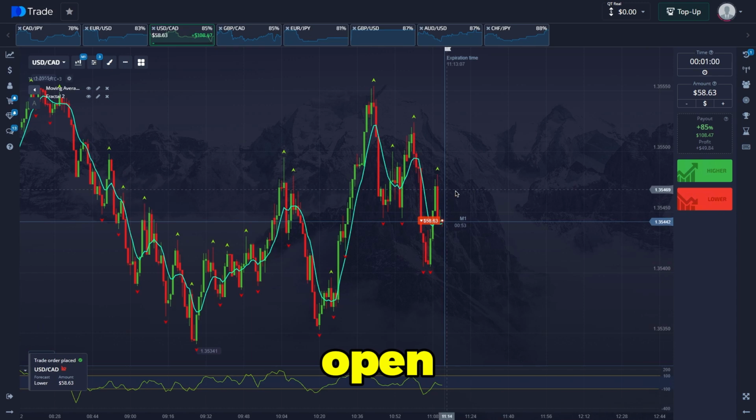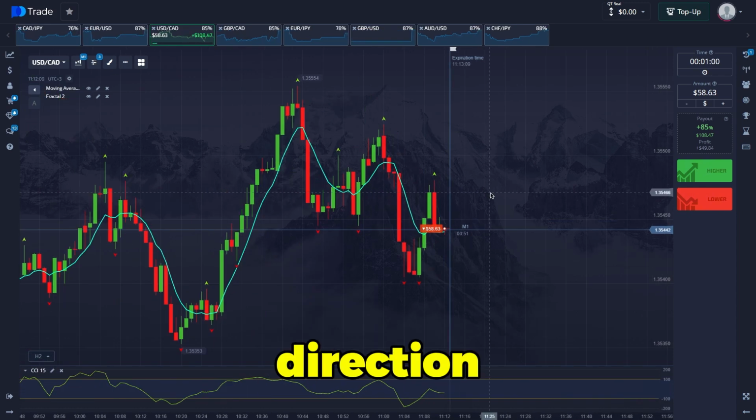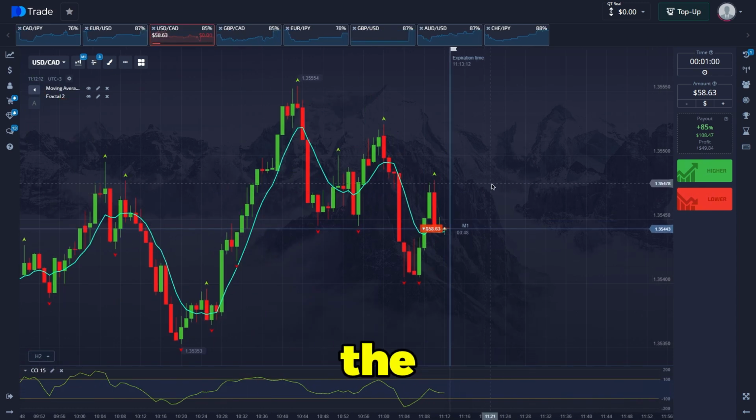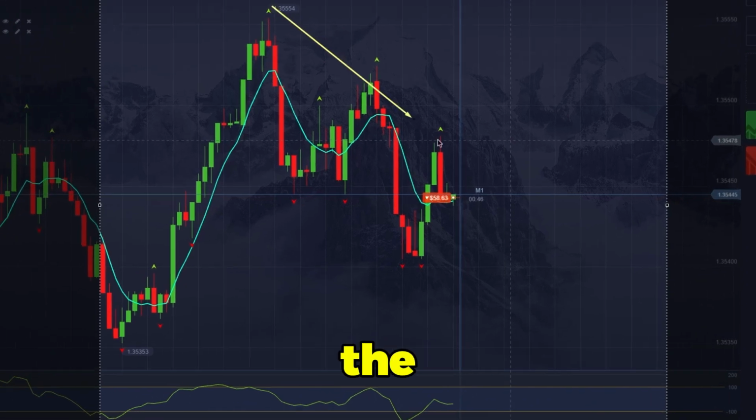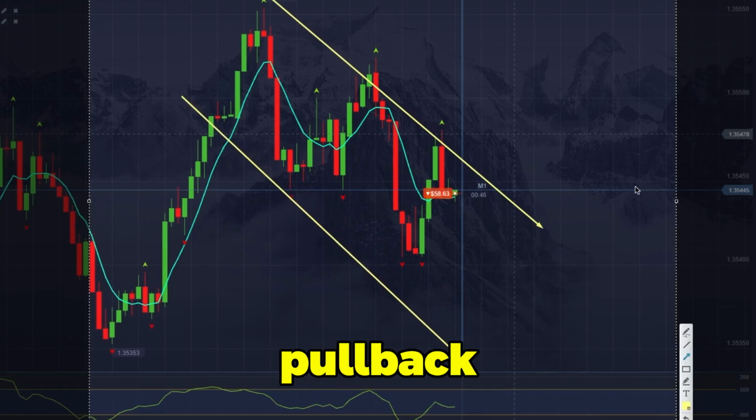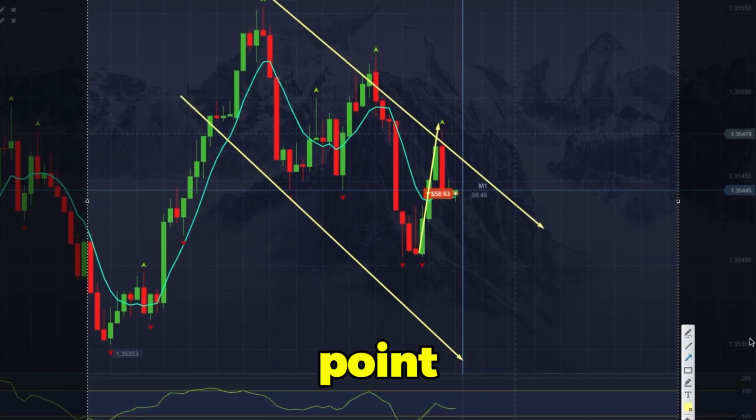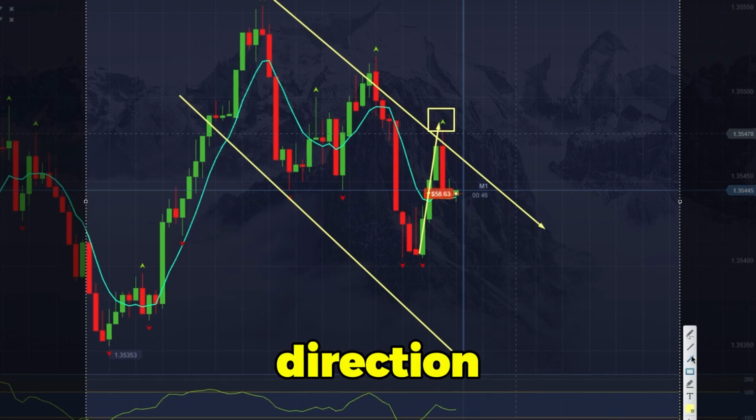Here we will also open a downward trade. We reopen in the direction of the actual trend, consolidate the result of the previous trade, highlight the workspace, highlight the downward trend in the current reality, note the price pullback, update the local maximum point along the fractal, then open in the direction of the trend.